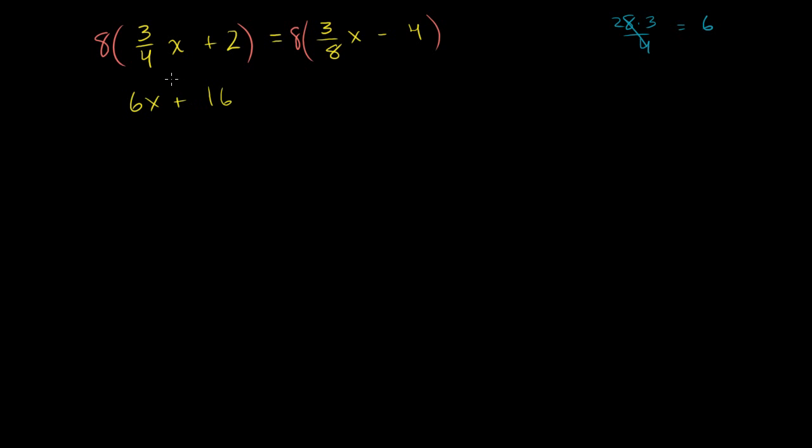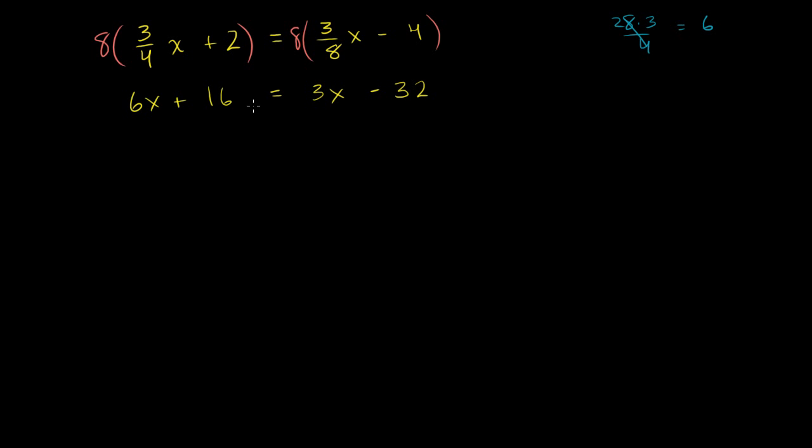You have to remember, when you multiply both sides of an equation by a number, you multiply every term by that number. So you have to distribute the 8. So the left-hand side is 6x plus 16, which is going to be equal to 8 times 3/8. That's pretty easy. The 8's cancel out, and you're just left with 3x. And then 8 times -4 is -32.